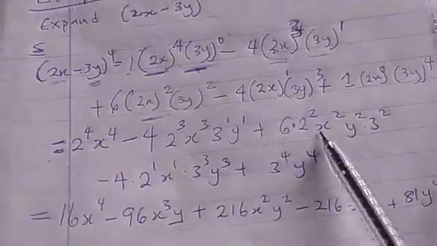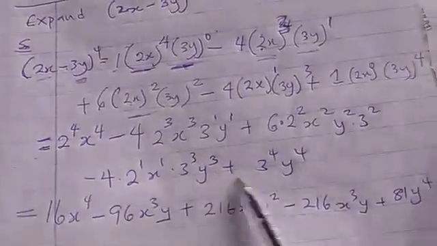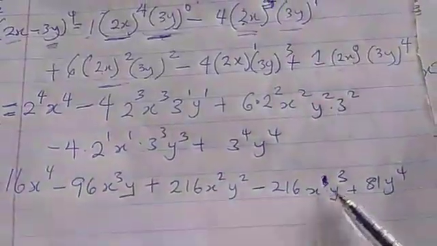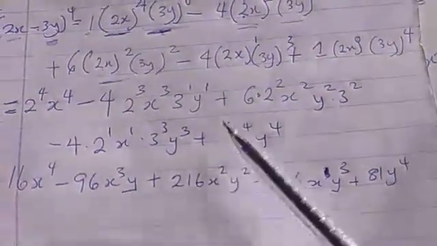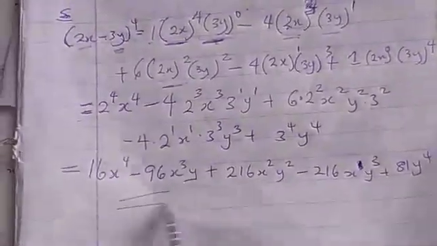I will just pick the letter. This is s squared, y squared, this is it. Also this one is ordinary s and y cubed. This is it. And finally 81 y raised to power 4. So that will be our answer.